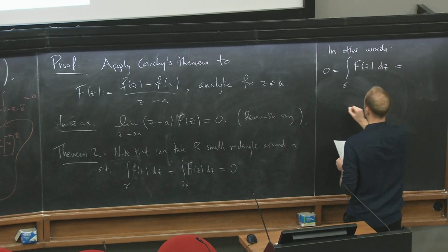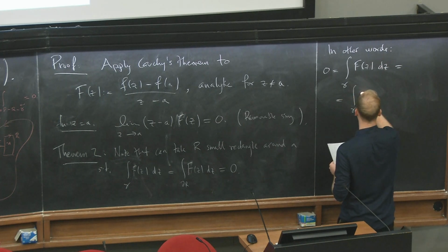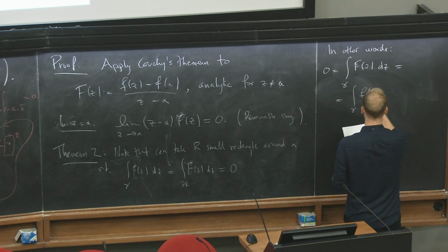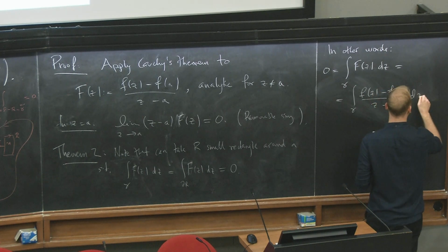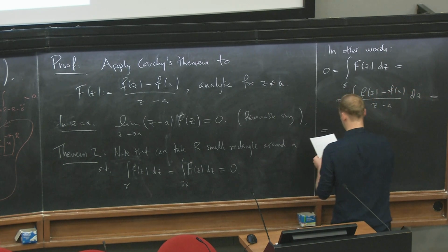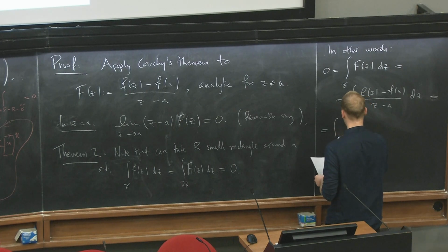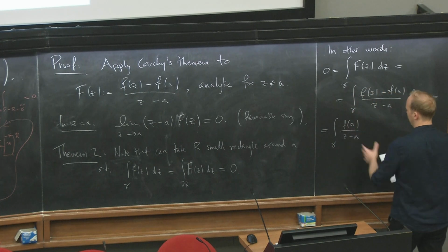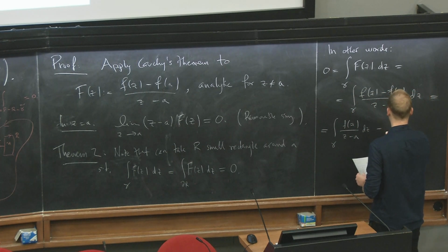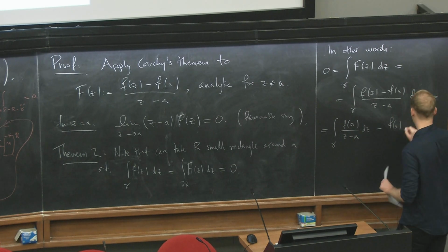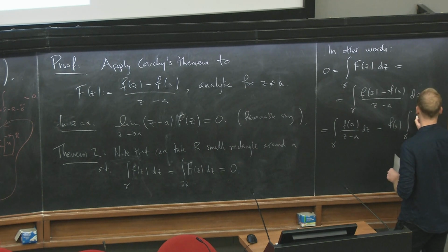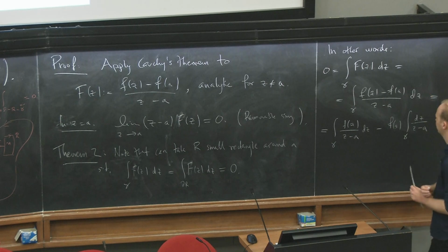So the integral over gamma of f of z dz. But this is equal to what? Well, it's just equal to the integral over gamma of (f of z minus f of a) over (z minus a) dz. And then we decompose this step by step. So now I write it like this. On one hand, I have this integral. And on the other hand, I have minus f of a, which is just a number, of course, times the integral along gamma of dz over z minus a.